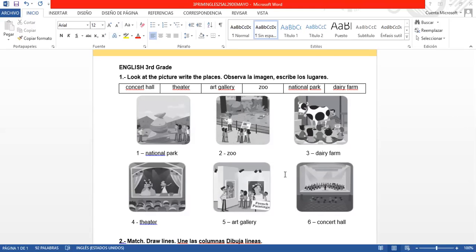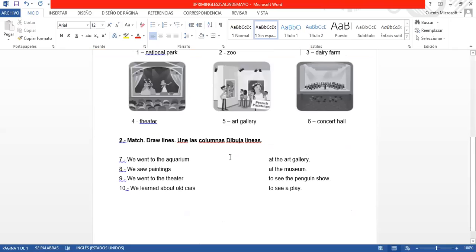Now let's take a look at the second part. In exercise number 2, we have to match and draw lines from the left column to the right column. In number 7, we went to the aquarium. An aquarium is a place with fish, maybe dolphins, probably a couple of sharks. We see a lot of marine animals. So we're going to connect this to a penguin show. The aquarium will most probably have a penguin show.